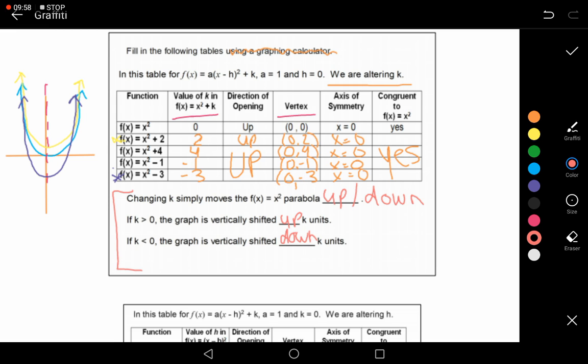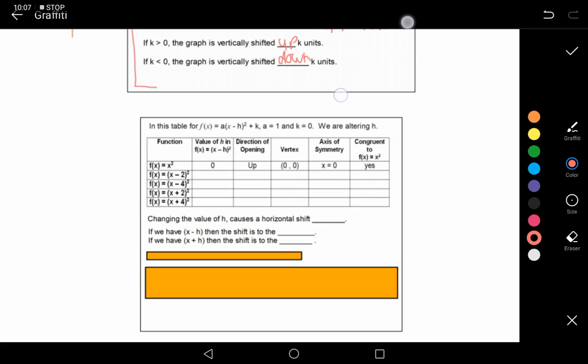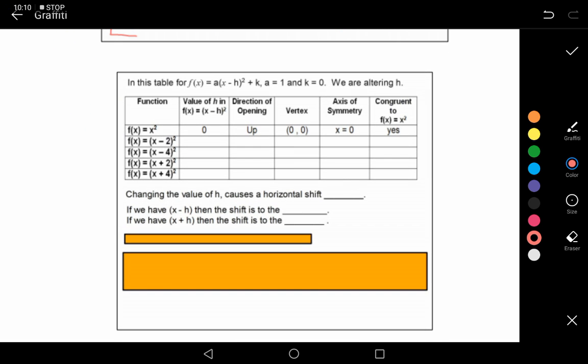Okay, the next thing we're going to look at is how h affects our f of x equals x squared graph. Okay, so again, we're starting with that same base graph, and we're just making changes. In this table, in our function, a is going to equal 1 and k is going to equal 0. So we are altering h. So you can see we have our base function here, f of x equals x squared. This information is the same as above. So now we're going to see how h affects our graph.